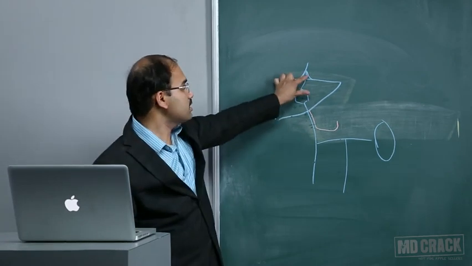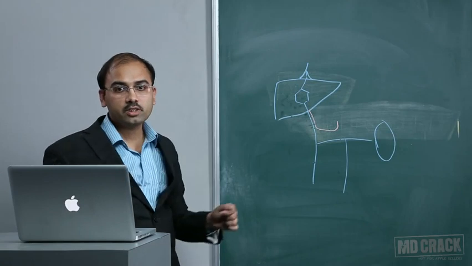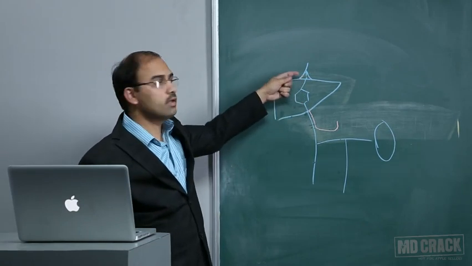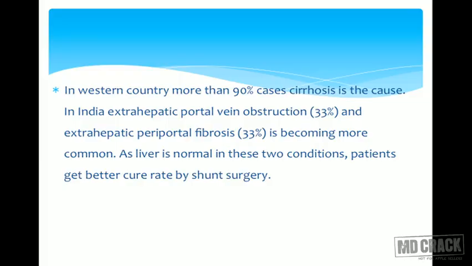Post-sinusoidal can be at this level. It can be because of Budd-Chiari syndrome, obstruction of hepatic veins, or congestive heart failure, which will form a back pressure. In Western countries, in more than 90% of cases, cirrhosis is the cause. In India, extrahepatic portal vein obstruction is the cause in 33%, and extrahepatic periportal fibrosis forms 33% of the cases.